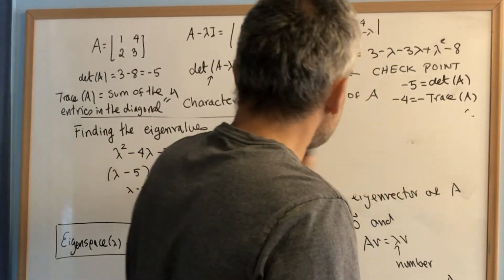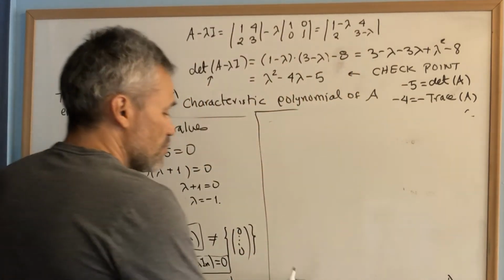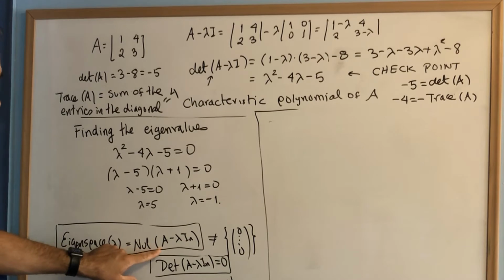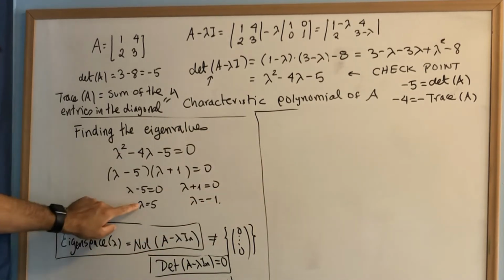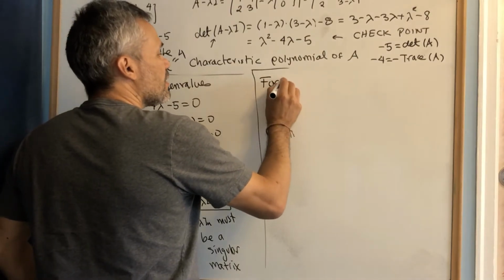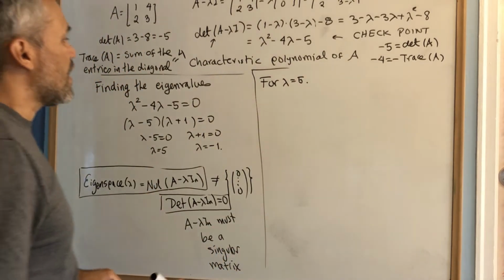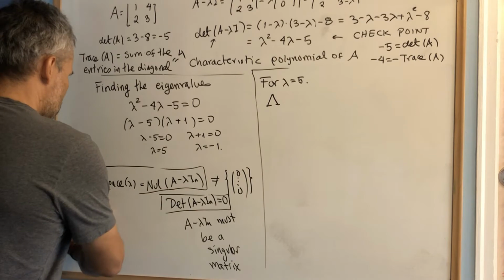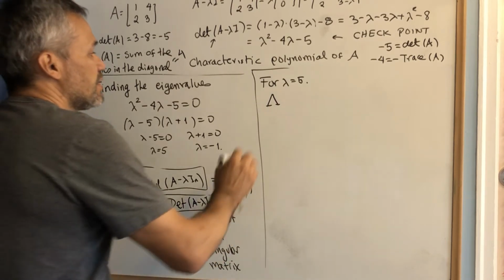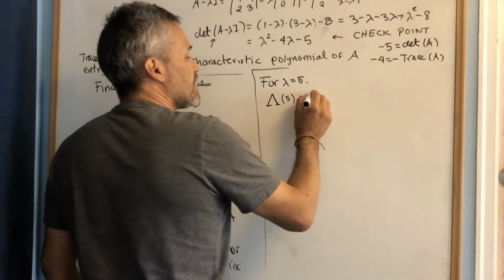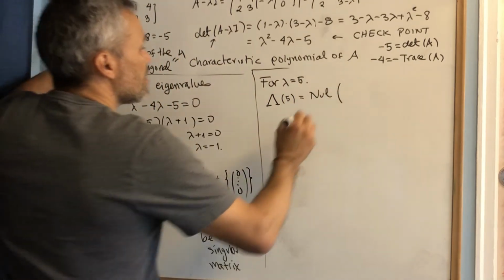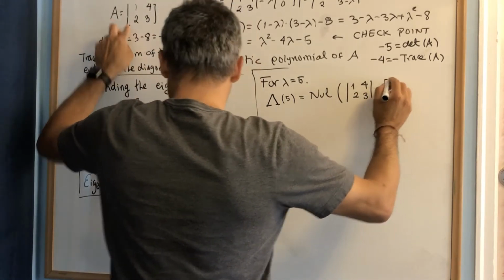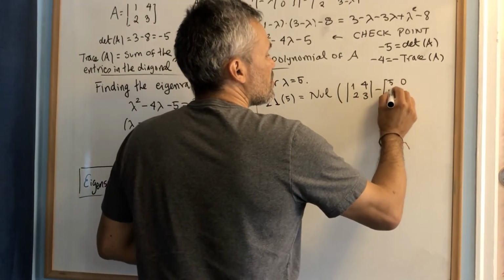Let's compute the eigenspaces. Remember that the eigenspace is just the null space of a matrix, and we already know how to compute the null space of a matrix. And we compute the eigenspaces associated with the eigenvalues. Then we write for lambda equal 5. For lambda equal 5, let's call this eigenspace the eigenspace associated with lambda. In this case, the eigenspace associated with 5 is just going to be the null space of the matrix A, which is 1, 4, 2, 3, minus the matrix lambda times the identity, which is 5, 0, 0, 5.